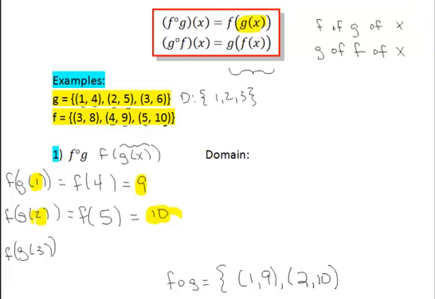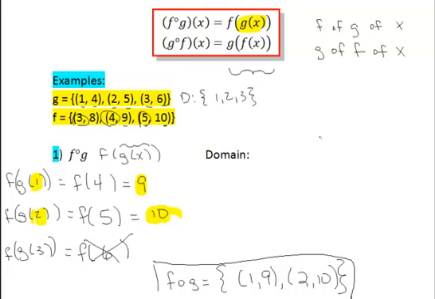Okay, so we do the last one. What is g of 3? G of 3 is 6. But what is f of 6? There is no 6, right? Well, that means this doesn't exist. So this is the function f of g. So the domain of this particular function is going to be just 1 and 2.